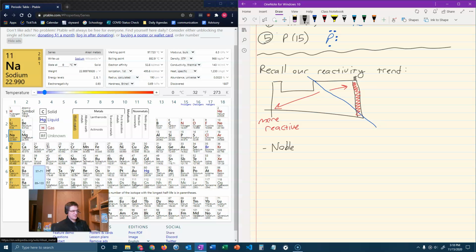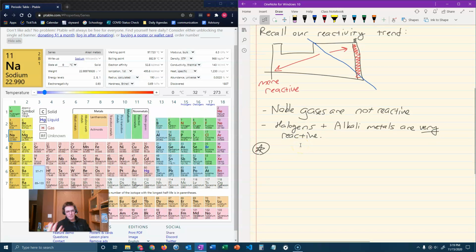Okay, noble gases are not reactive. Halogens and, what did I say, alkali metals, they're very reactive. Okay, so elements don't actually want anything. They're not people, but I use that to help us understand. So I'm going to put that in quotes. Elements "wish" to be noble gases.